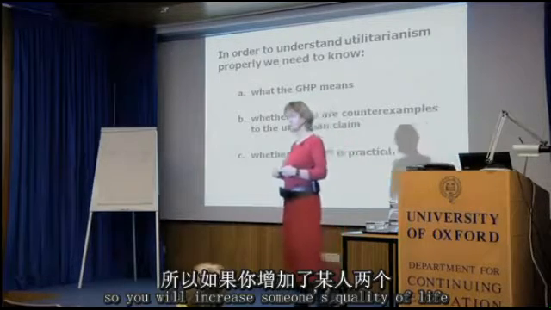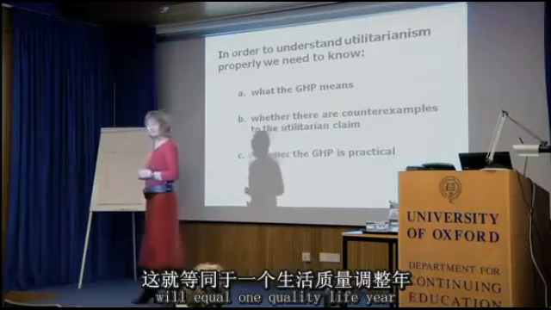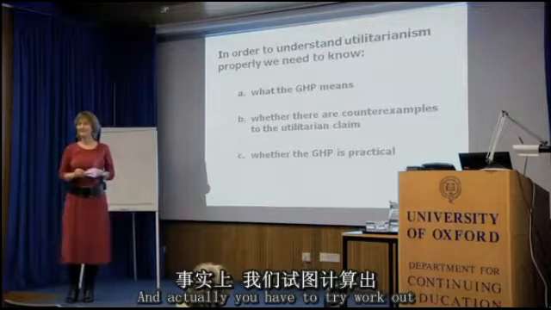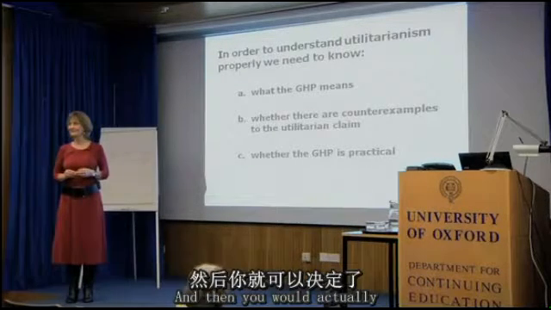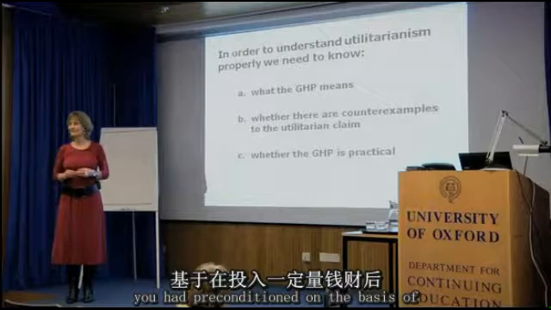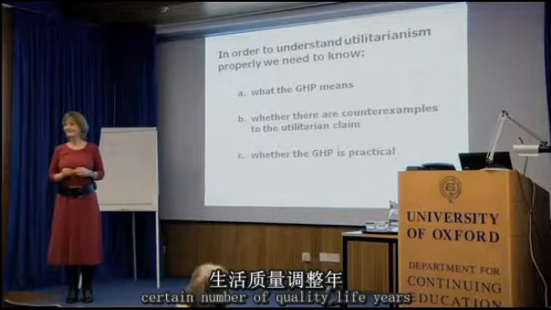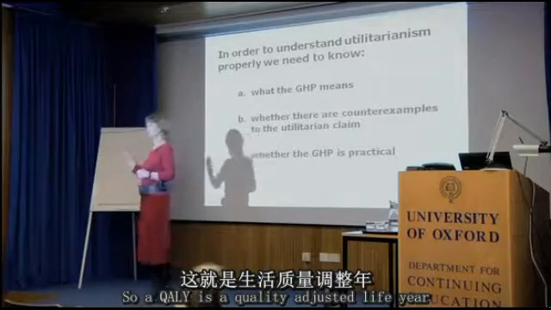So if you increase someone's quality of life by 50% for 2 years, then that will equal 1 quality life year. You would actually produce some index, and work out how much it costs to produce 1 quality life year. Then you would decide whether somebody had treatment on the basis of whether you were achieving a certain number of quality life years for a certain amount of money. That's right. So a QALY is a quality adjusted life year.